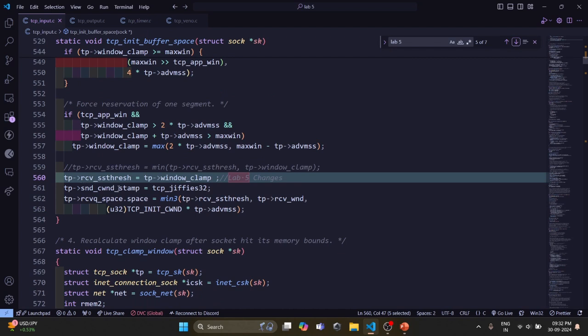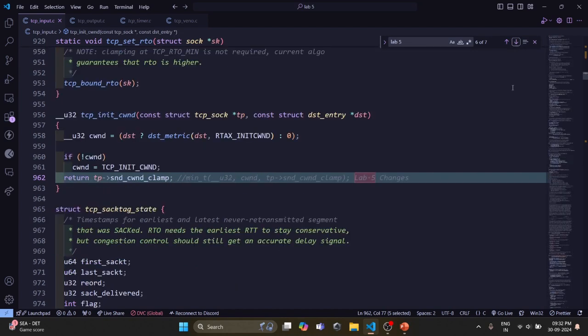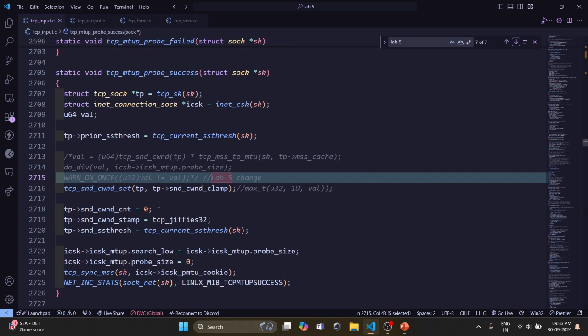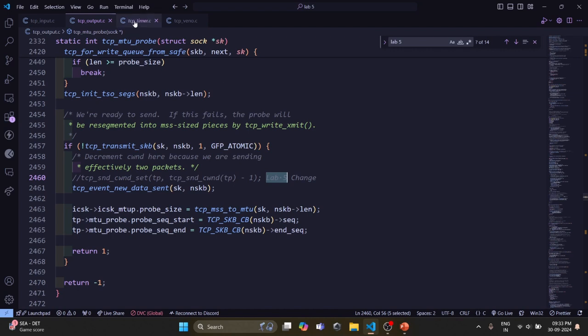Then over here also, instead of sending the minimum value between window clamp and RCV SS thresh, we directly send the window clamp. Then over here we also directly send the window clamp. And this is the last change we did in the input file, which was directly sending the clamp value over here. So this is the output file.